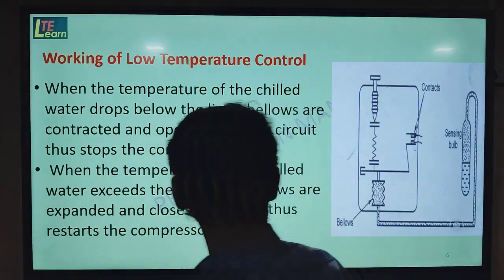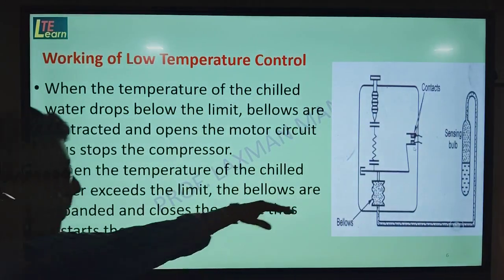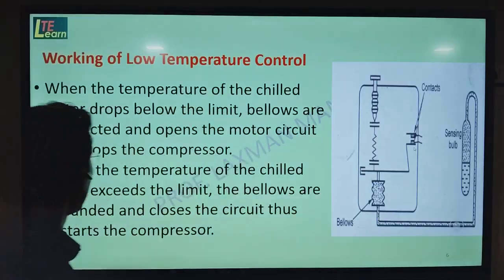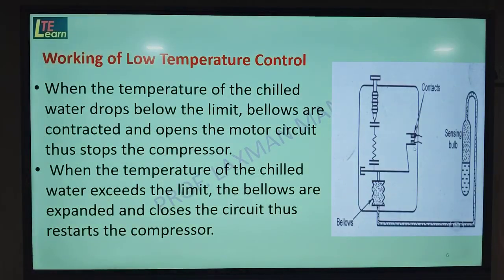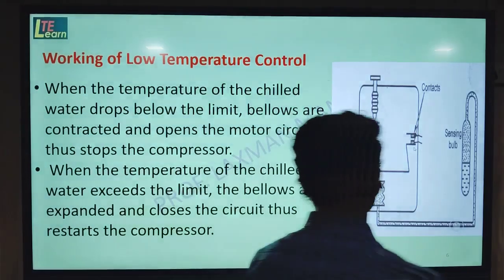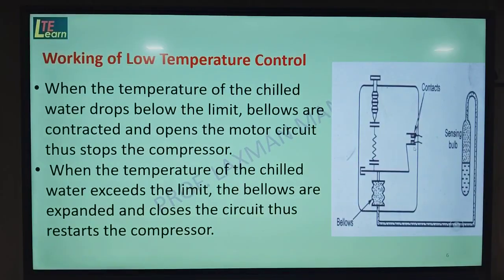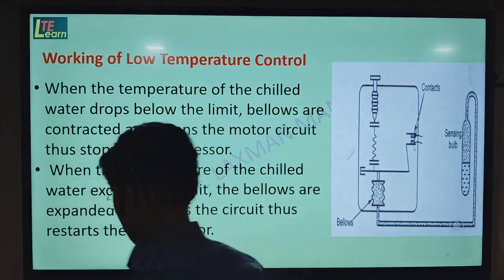In this case, the movement of the plate opens the contact, and the current going to the circuit or compressor is disconnected and the compressor stops. Now after some time, when the chilled water temperature increases, the system should be started again.